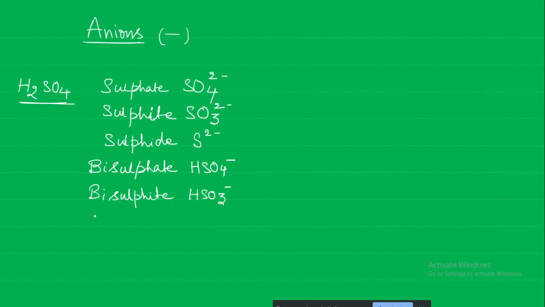Sulfide, bisulfide. So here S2 minus is there, replace that with one proton and reduce the charge, it will become HS minus. Okay, so this is all the category of bi, H, right?